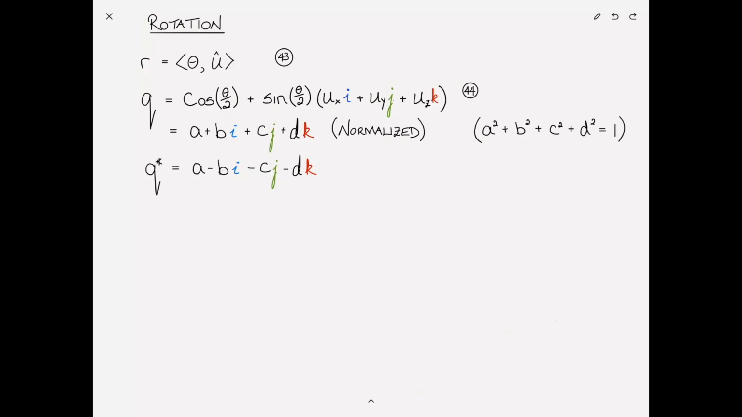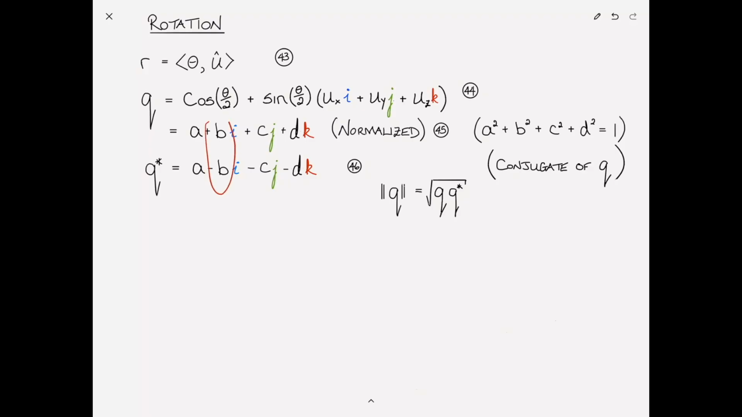This is completely analogous to finding the complex conjugate. And let's just make a note here that this is the conjugate of Q. Number 45 and 6. The magnitude of Q can be found by taking the square root of Q times its conjugate. Why is that? Because if we multiply Q and Q conjugate, we get A times A, that's A squared.